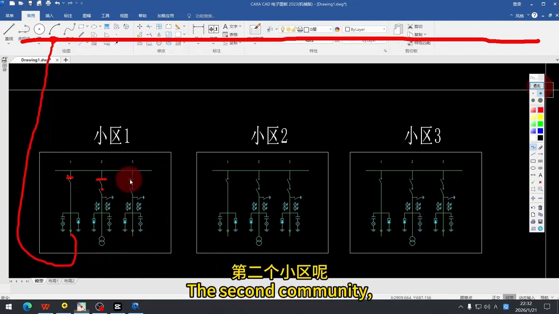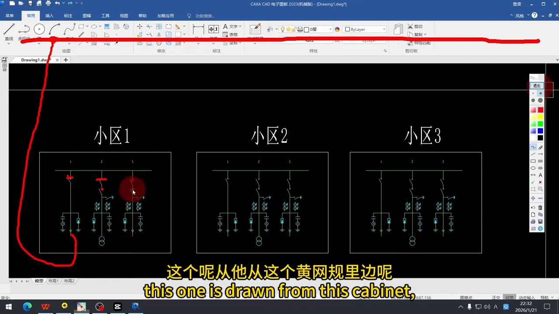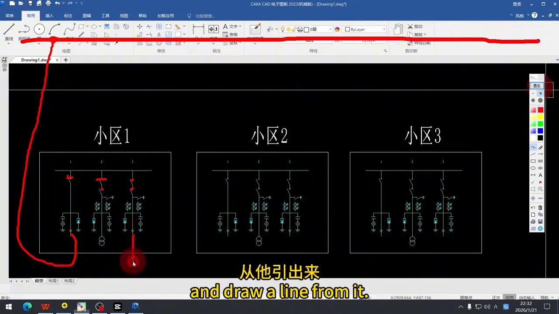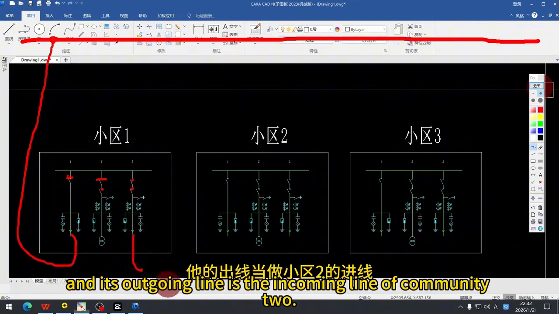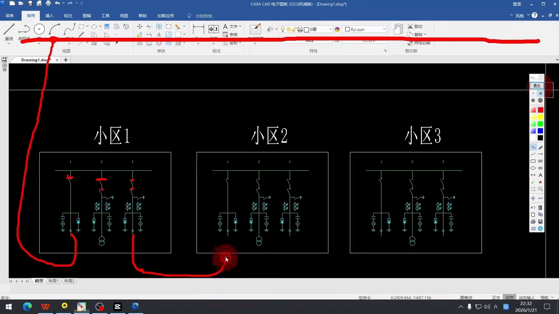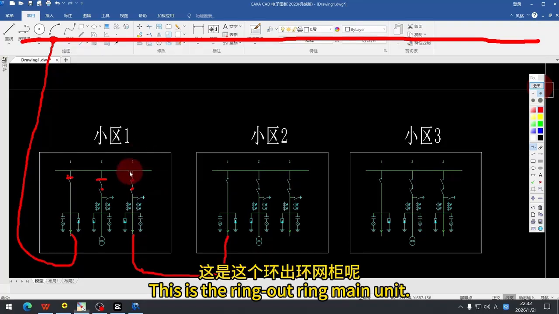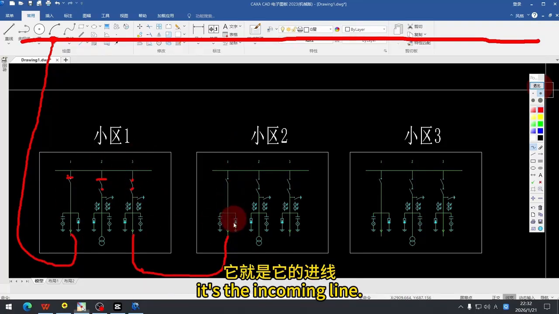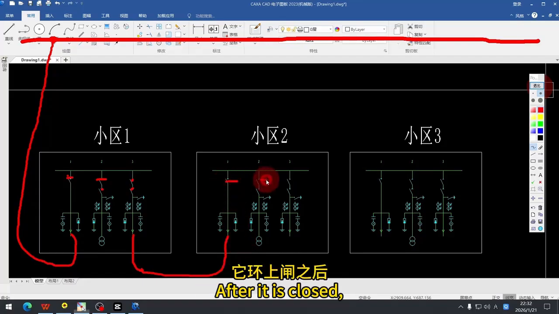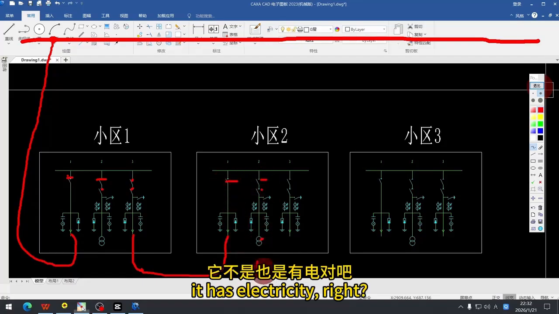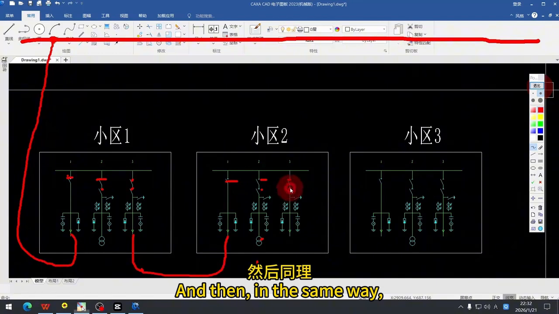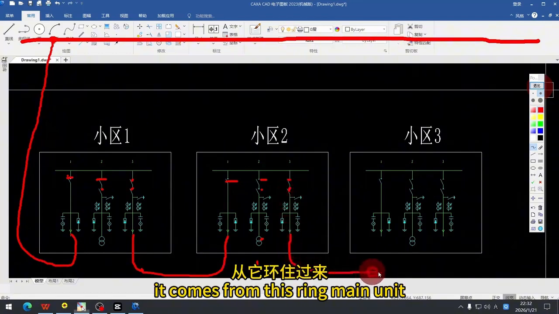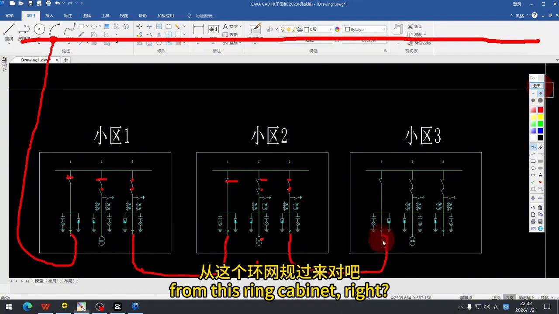The second community, this one is drawn from this cabinet. And its outgoing line is the incoming line of community 2. Is this right? Is it okay? Of course. This is a ring out ring main unit. It's the outgoing line for community 1. For the second community, it's the incoming line. After it is closed, it has electricity, right? And then, in the same way, community 3 comes from this ring cabinet, right?